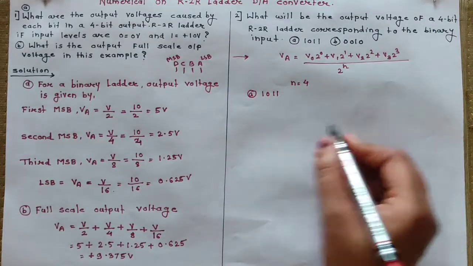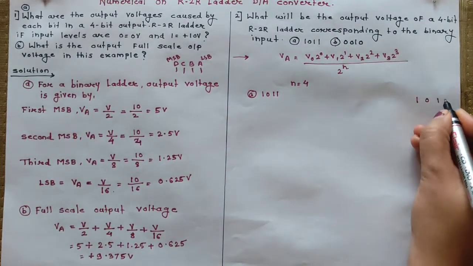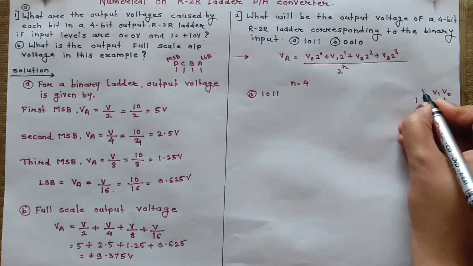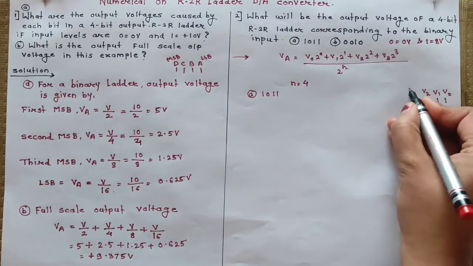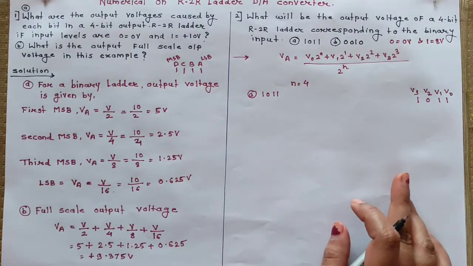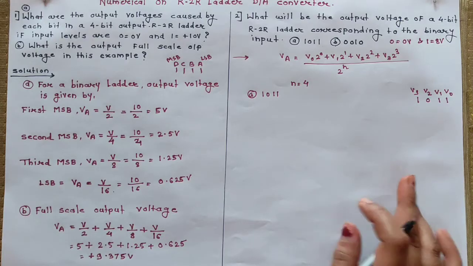So in this case 1 0 1 1, the value of V0 is 1, the value of V1 is 1, V2 is 0 and V3 is 1. In this case we are using this formula to find out the analog voltage. So let's put the values.